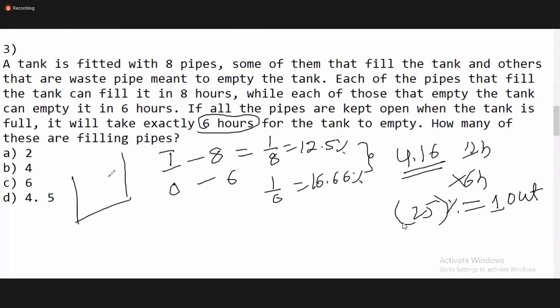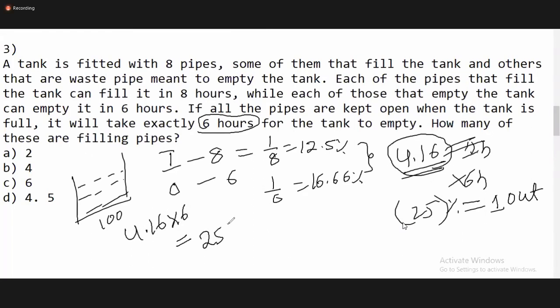Let's say the tank is having 100 liters. So in every hour, with one pipe, how many liters of water are going out? 4.16. Yes or no? Tell me, in 6 hours, how many liters of water will go out with one pipe? In 1 hour 4.16, then 6 hours would be 25 liters. One pipe is emptying 25 liters. How many pipes do you need so that the 100 liters will be emptied? Four pipes, no? Four pipes.